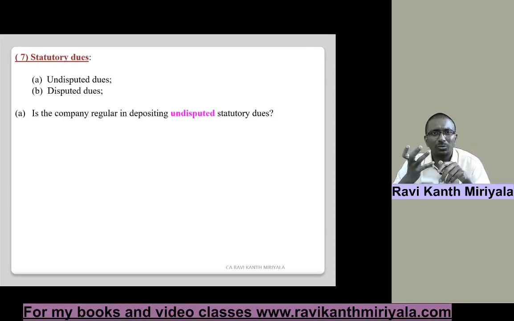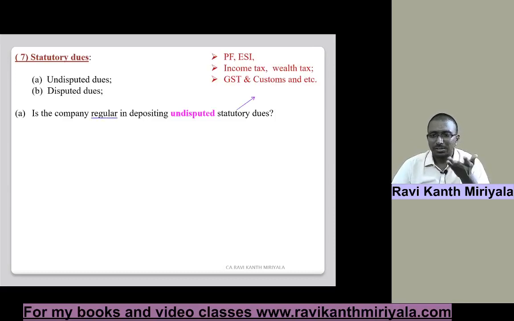Regular means what? One act will give one due date. ESI by 21st of next month, GST by 20th of next month. Depending upon the act, whatever it says, that is regular. PF, ESI, GST, income tax, wealth tax, not there anyhow, but okay. Customs, yes, it is there. If you don't pay, they won't allow you to take the goods out. Any statutory dues, are you paying in time? If not, report it.